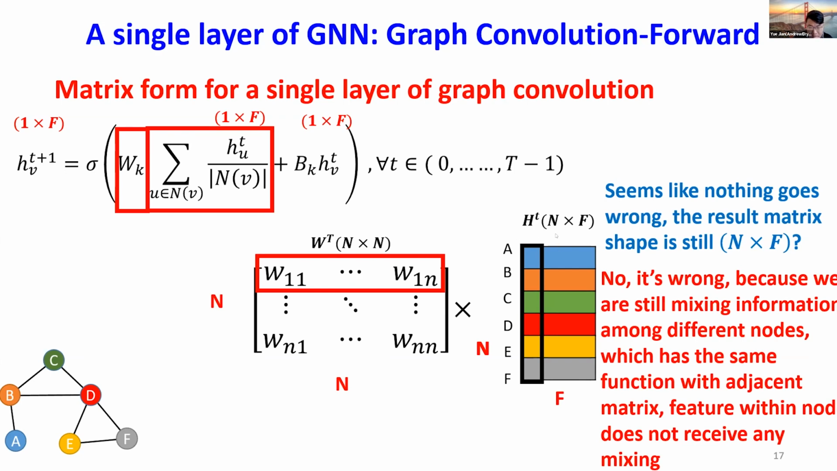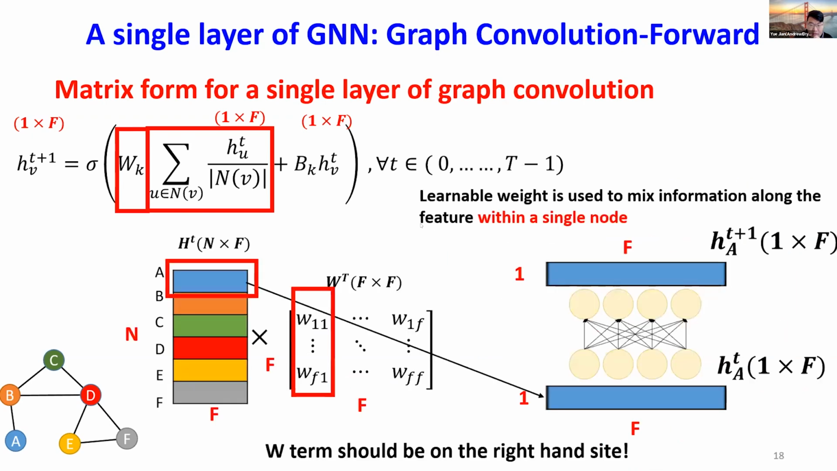Because ideally, we want to use the adjacency matrix to mix the information among the different nodes, and we want to use the weight matrix to mix the information within the single nodes. And what does it mean by within the single nodes? Let's see the next slide.